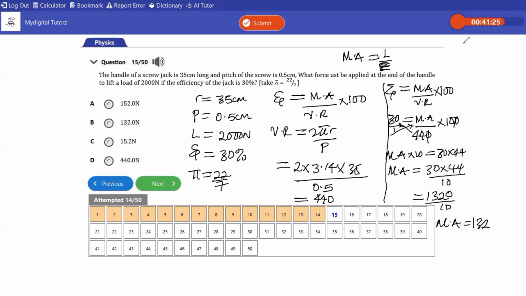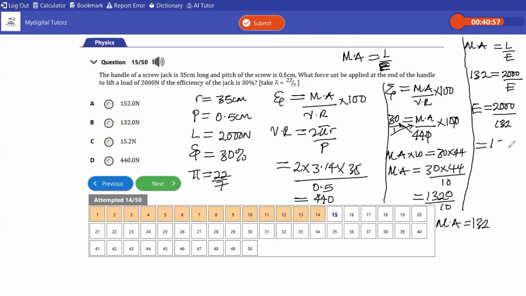So when you've gotten your mechanical advantage, you can use this formula: mechanical advantage is equal to load all over effort. So 132 is equal to load, which is 2,000, all over effort. Therefore, our effort is equal to 2,000 all over 132. If you do the division, that should give us 15.2 Newton, which is option C. So our correct option here is option C. I hope we are together.